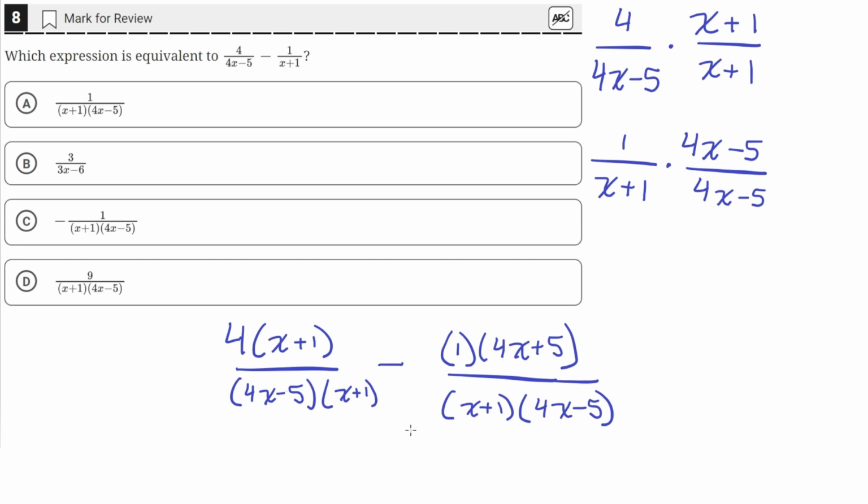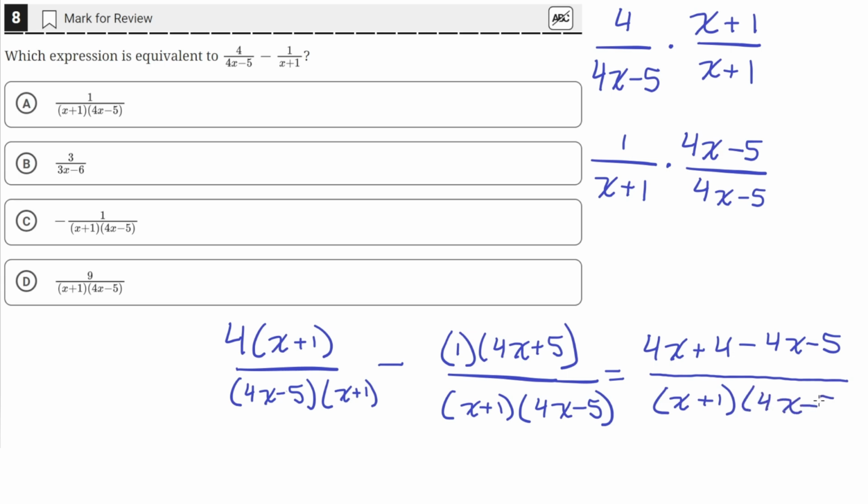Okay, so now they have the same denominator. We can just add the numerators together. So we'll be left with 4x plus 4. If we expand out, distribute this 4 to the x and the 1. And then we'll get minus 4x minus 5. Since there's a minus sign here, and then 1 times anything is just that quantity, so we can just distribute this negative sign to the 4x and the negative 5. And then the denominator stays the same. It's just x plus 1 times 4x minus 5.